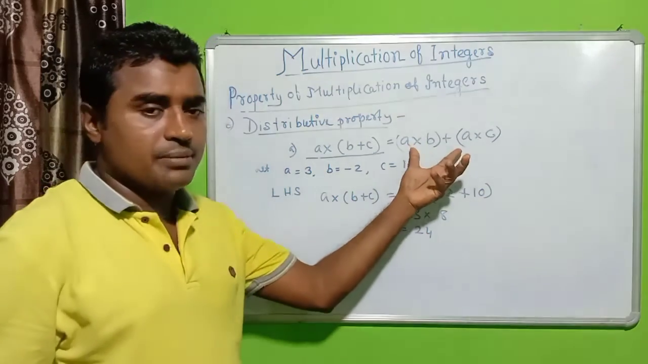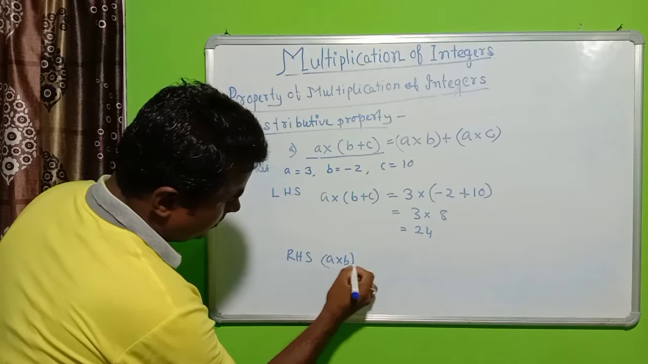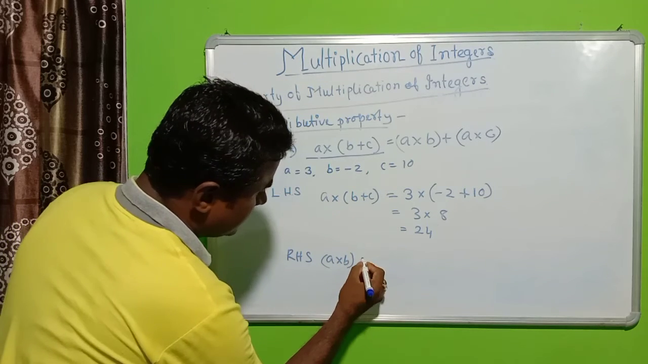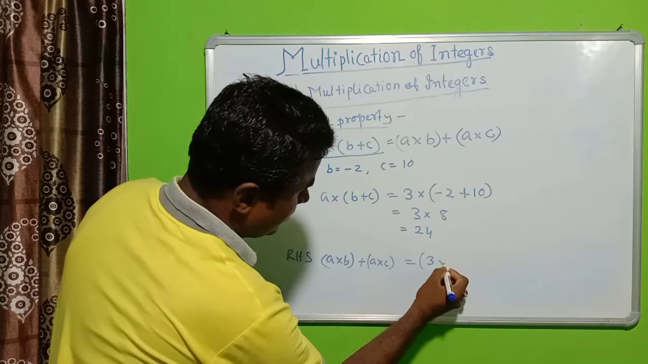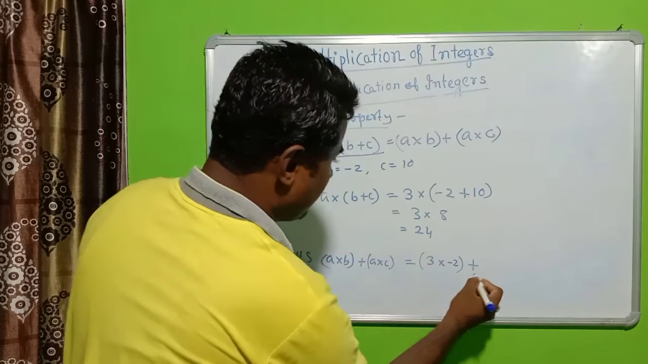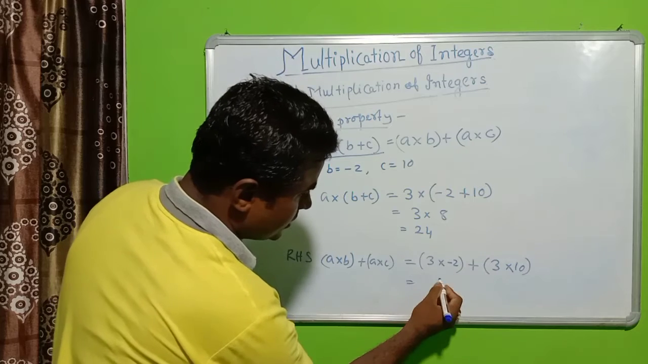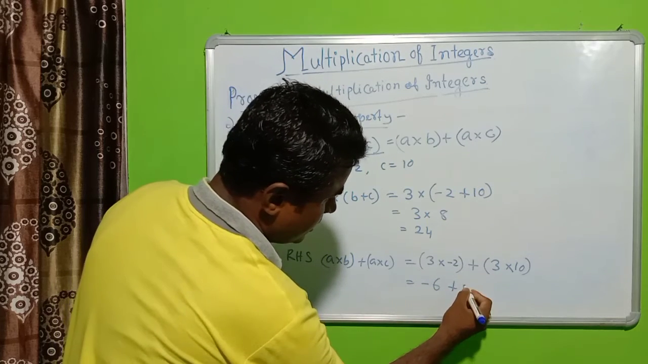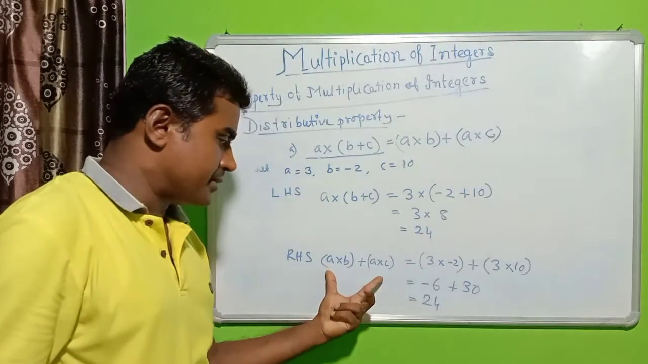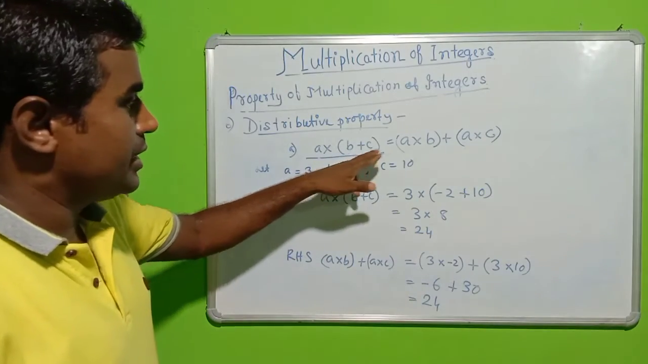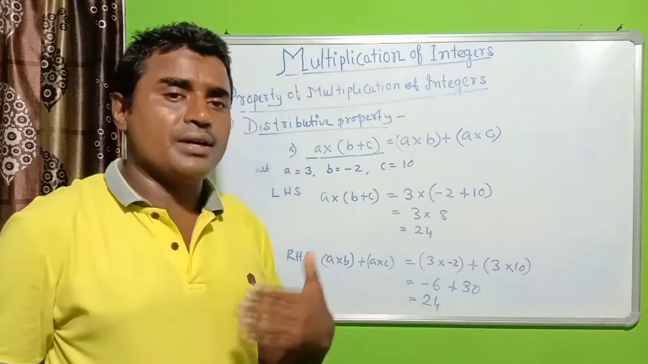Now we check the right hand side value. RHS, the right hand side, is a into b plus a into c. Our value of a is 3 and value of b is minus 2, plus value of a is 3 and value of c is 10. Here you observe 3 into minus 2 is minus 6, plus 3 tens are 30, and 30 minus 6 is 24. Now you observe the left side value is 24 and the right side value is 24. That means a into (b plus c) equals a into b plus a into c. This is called the distributive property of multiplication of integers over addition.